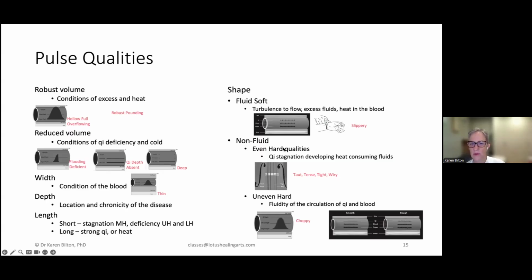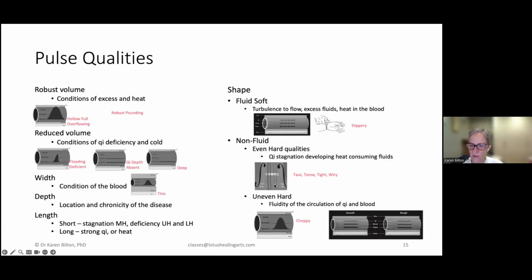Now, our non-fluid, these are our hard pulses. And our hard, even pulses give us information about chi stagnation, developing heat, consuming fluids. So Dr. Hammer likened that to the strings of a musical instrument, where we have the taut pulse, which is chi stagnation. Our tense pulse, we've got increasing tension and decreasing diameter. Now we're starting to get an excess heat.